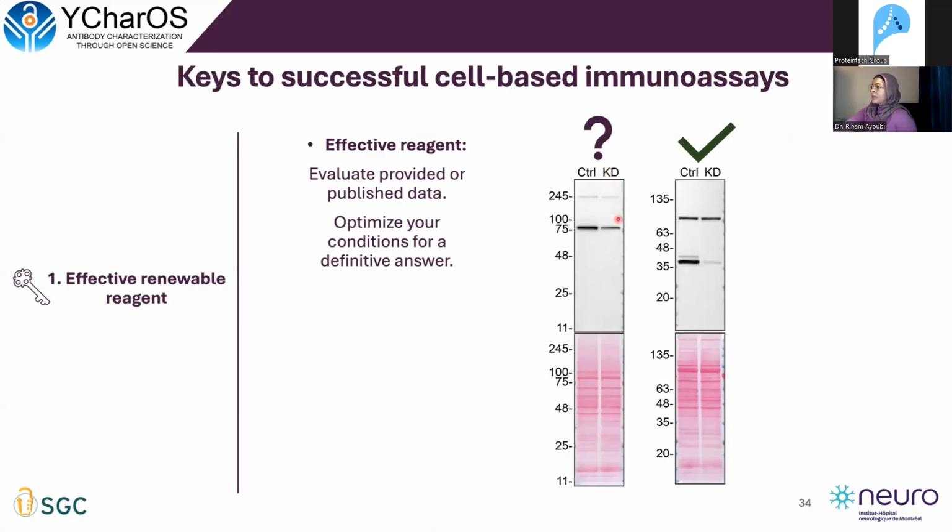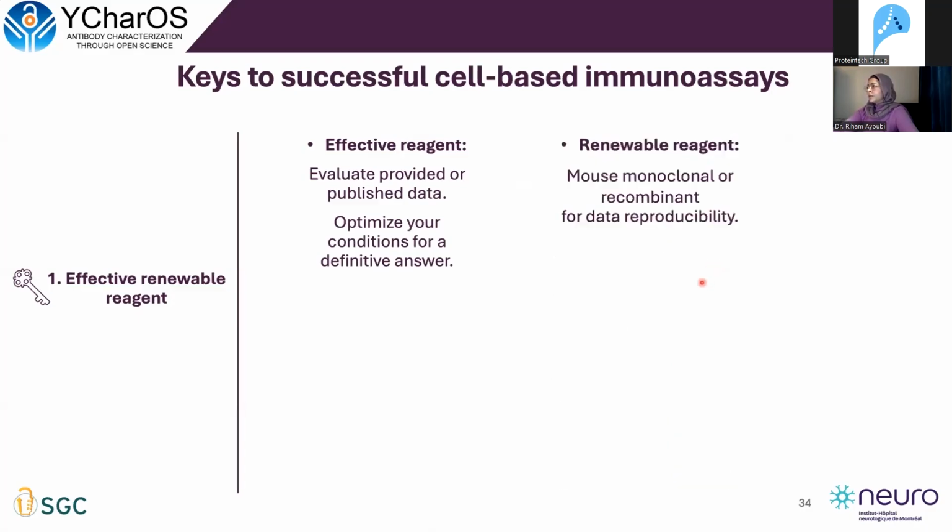So for example, this knockdown may be optimized. If you're not very confident about it, you can opt for something that looks a little bit more convincing for you, and also that would be hard to dispute by others, where we see the reduction in the corresponding signal is significant. So data reproducibility is also part of the key, and that applies to reproducing your own experiments over time and also between users. And that highly depends on renewable reagents.